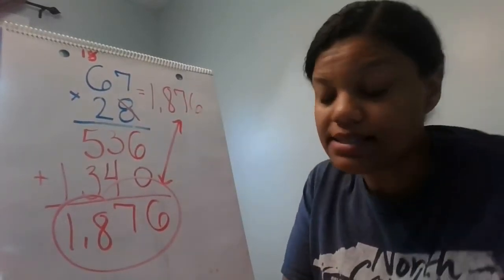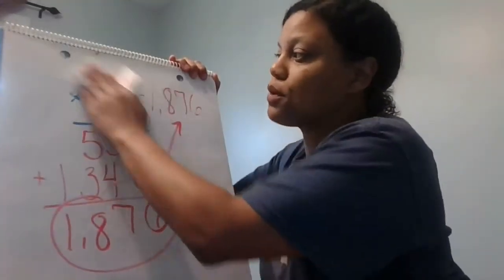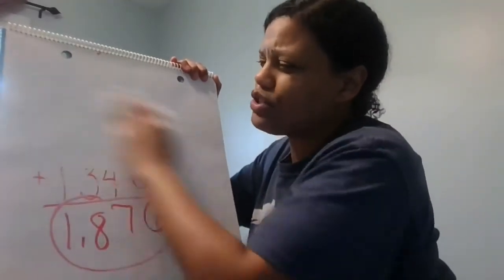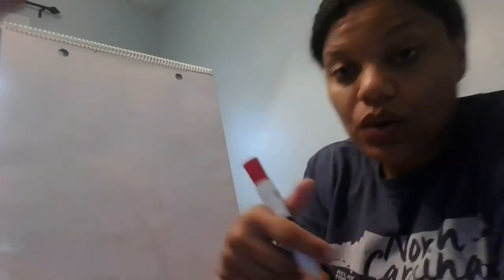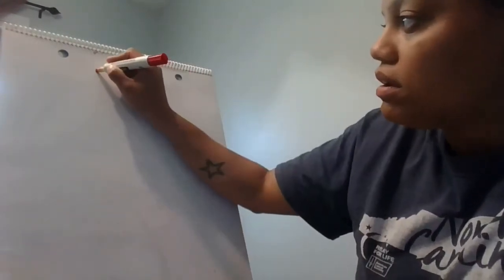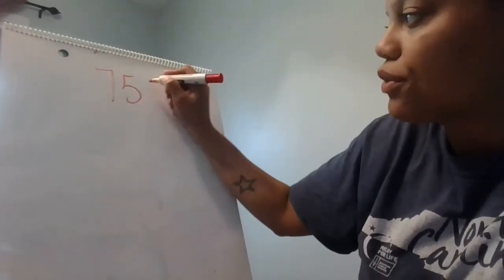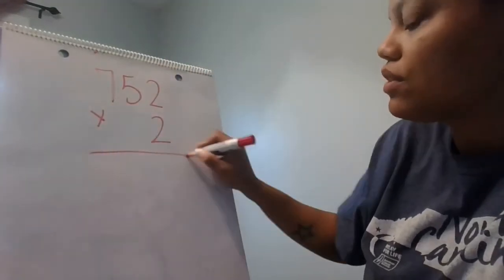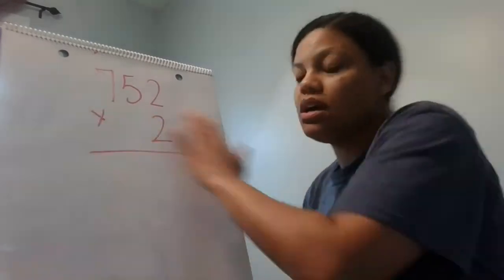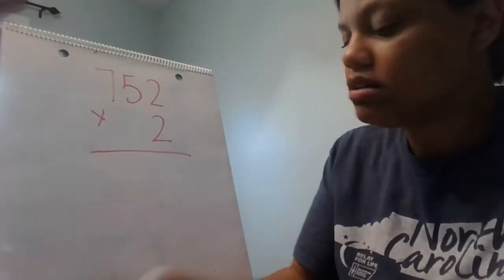I'm going to give you guys a second. I'm going to put a problem up here, and I'd like for you to try to solve that problem on your own using that method, okay? So you're either going to use area or standard algorithm. So let's just do a 3-digit by a 1-digit. Do the same process, okay? I'll help you set up your area model.